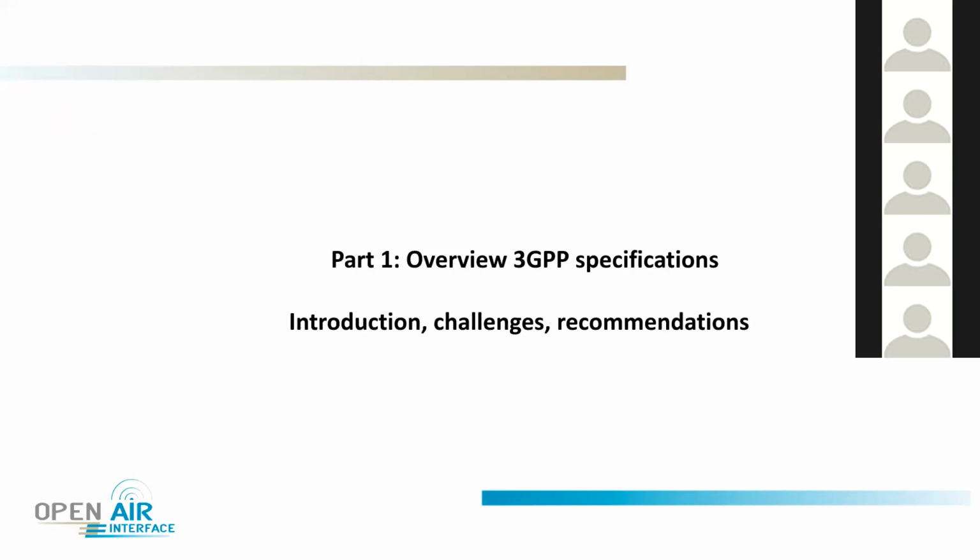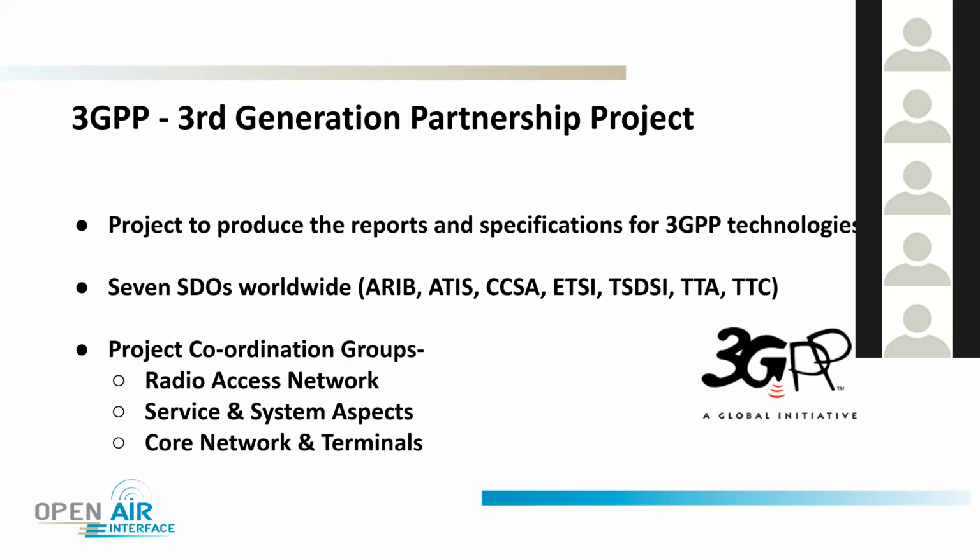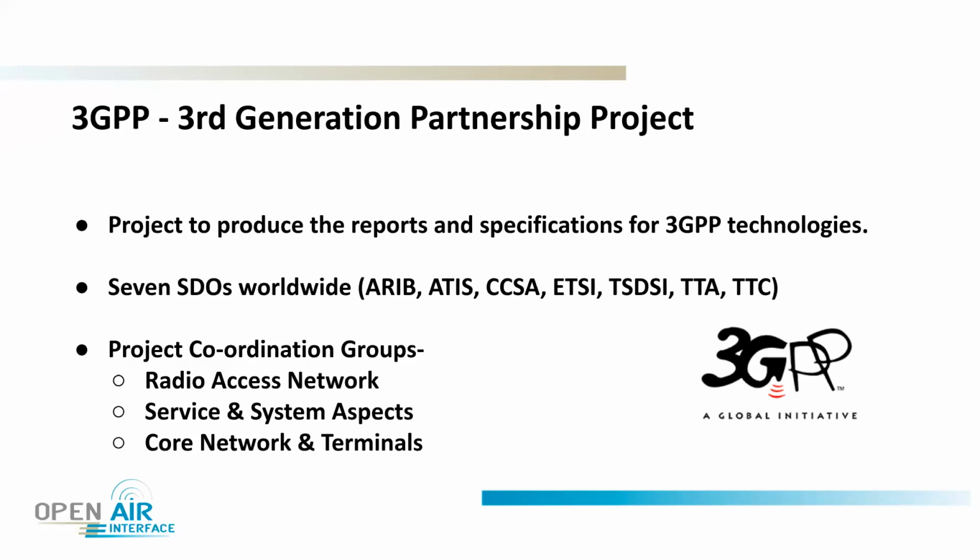Let's start the part 1. So the 3GPP stands for Third Generation Partnership Project. It produces the technical reports and specification for 3GPP technologies, and it consists of 7 SDOs worldwide. It's called standard defining organization. So it includes organization from like USA, Europe, Japan, South Korea, China, and India. And there are 3 main project groups under 3GPP, namely radio access network, services and system aspects, and core network terminals.